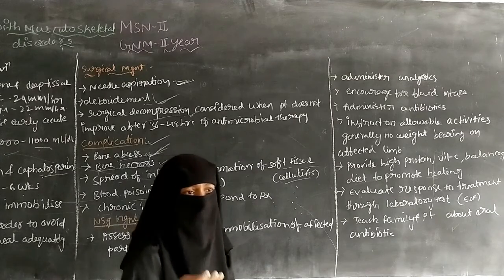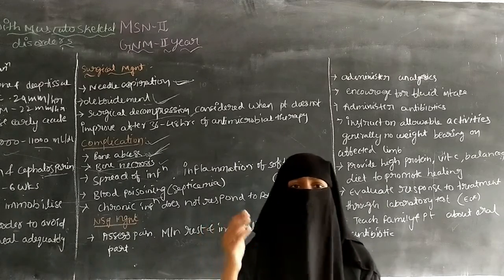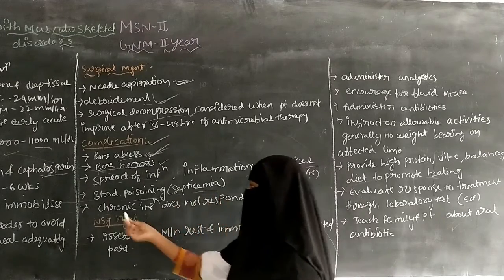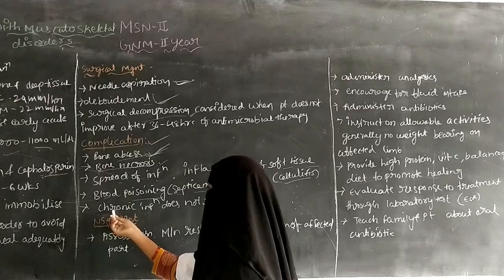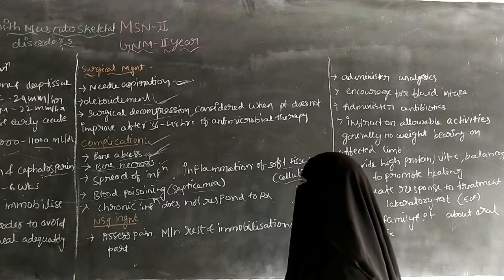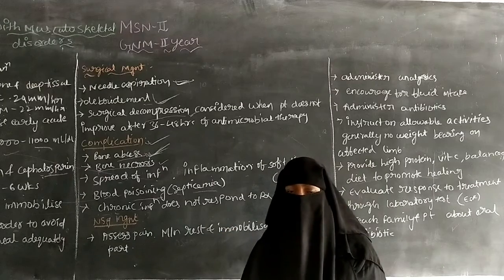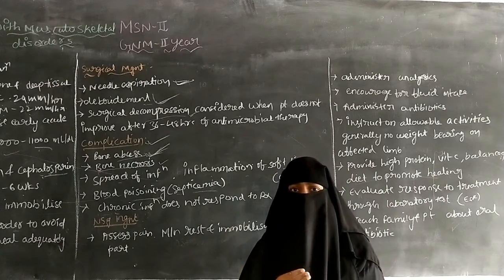If the infection is not treated, it can spread into the blood and it is called septicemia, a blood poisoning. And next one is chronic infection that does not respond to treatment. If a chronic infection is present, it may not respond to the treatment.